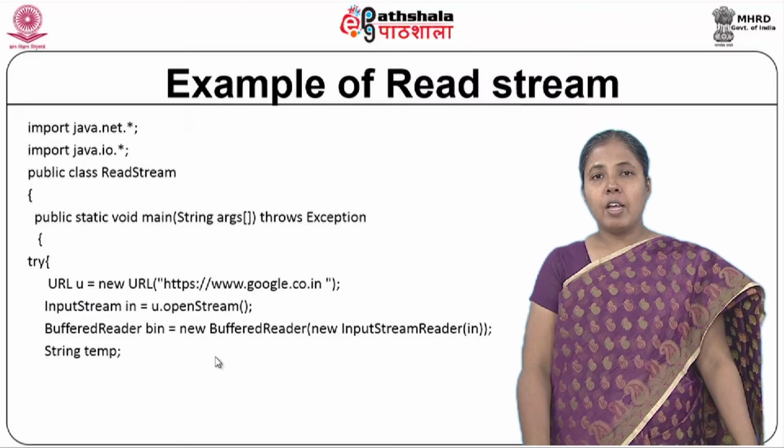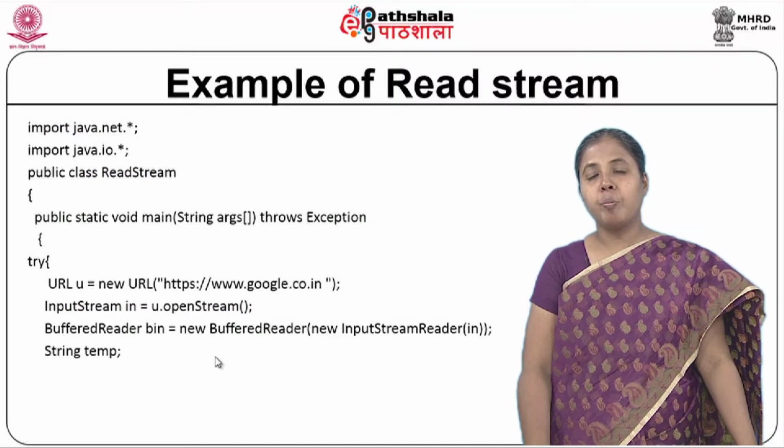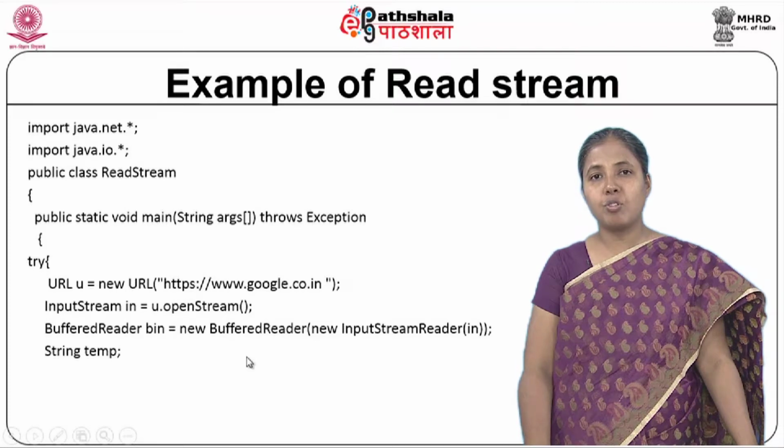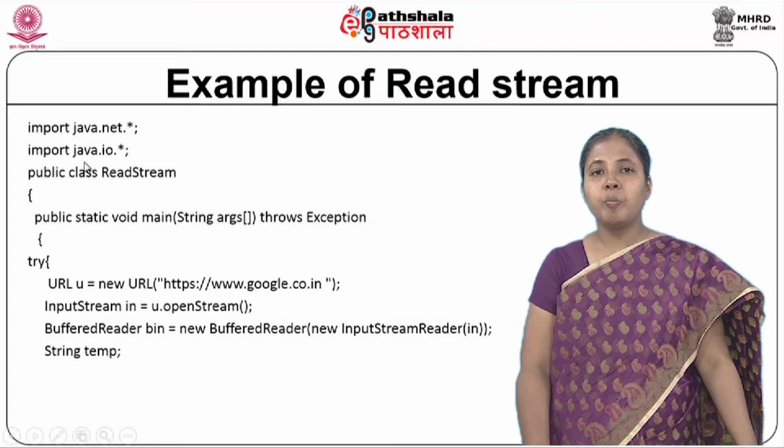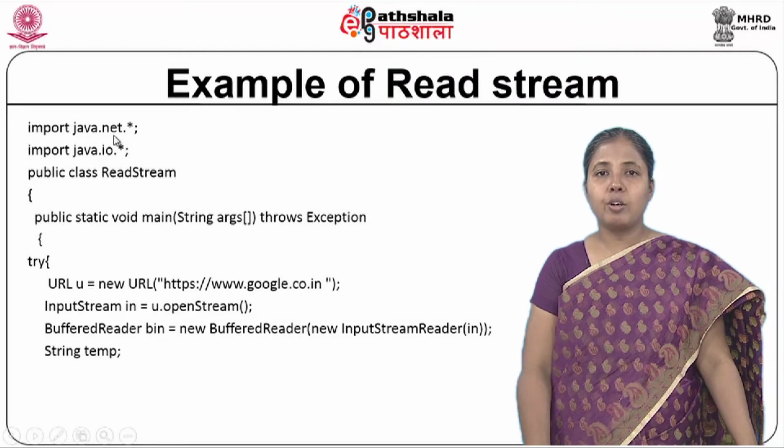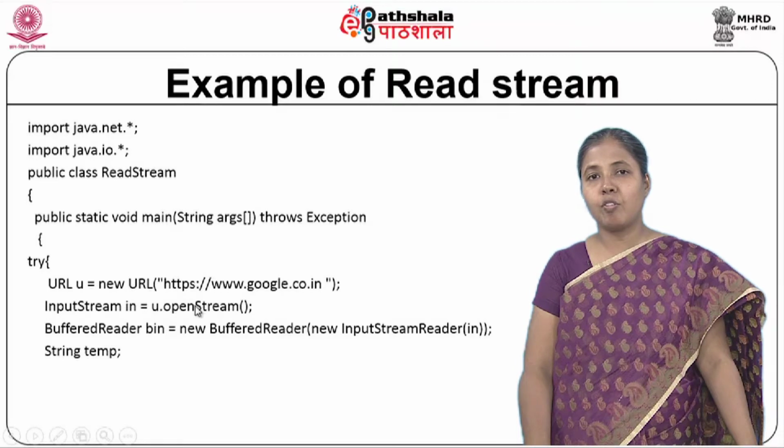Now this is an example program to read a stream from a URL. Given a URL, you want to read a stream from a server. The first thing, you need to import the package java.net.*, and since you are going to use some of the IO classes, import the package java.io.*. Then define a class and have a main method. The first step is to create a URL object specifying the string specification of the URL. Now we want to read the contents of the URL available at google.co.in.